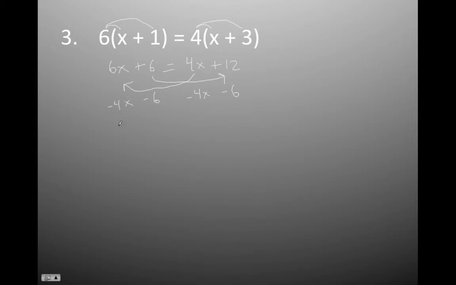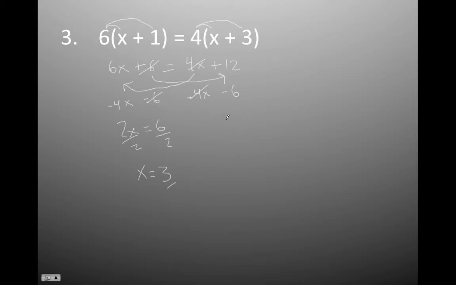6x minus 4x is 2x. Positive 6, negative 6, cancel. 4x, negative 4x, cancel. 12 minus 6 is 6. So you have 2x equals 6. Now we can divide by 2. We're dividing by 2 because 2 times x is multiplication, and the inverse is division. x equals 3.